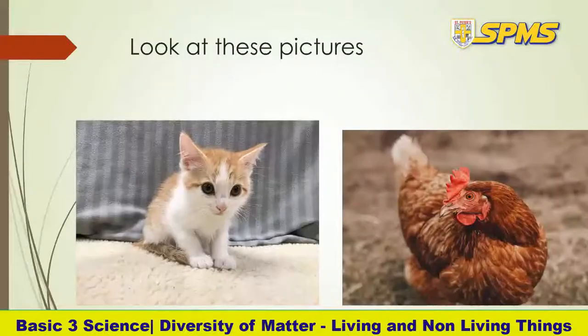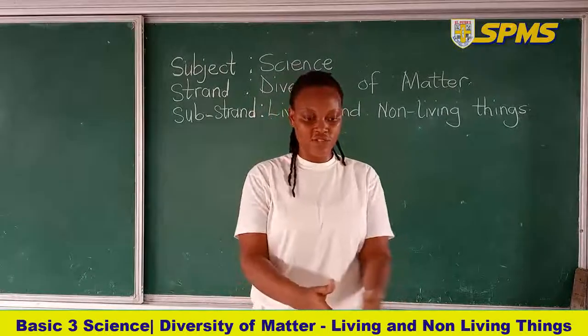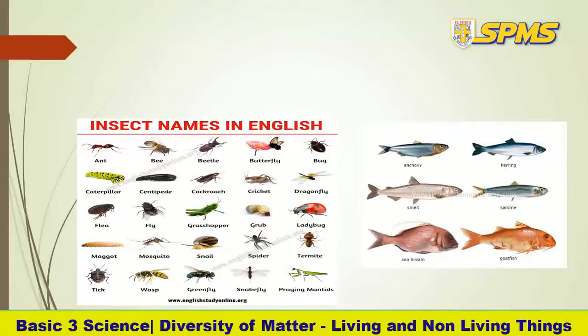Look at these pictures again. What is the first picture you see? A beautiful cat. A kitten. And then the next picture, that's the hen. They are both what? Animals. Now, we have another set of pictures over here. Look at the first picture. They are insects. They are animals.